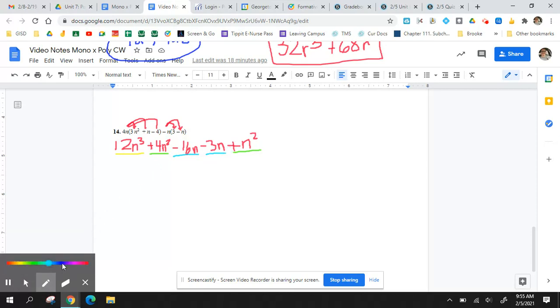So remember, nothing combined with the 12n cubed, so we're just going to bring that down. Your n squareds are now actually 4 plus 1 gives you 5n squared. And then negative 16 and a negative 3 would give you negative 19n, or minus 19n.